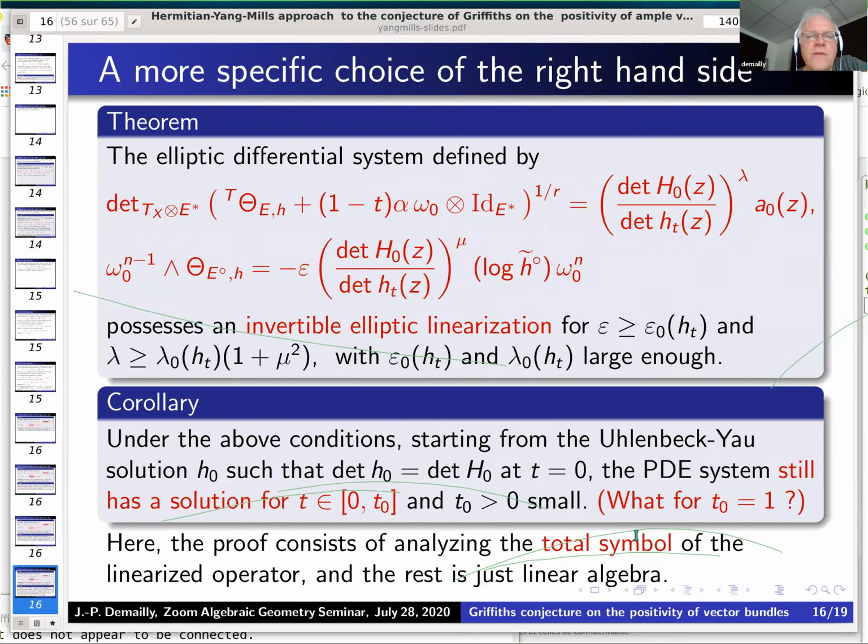In that case, you have to analyze not just the principal symbol, but the total symbol. So you have to look at the second derivative that appears here in the curvature tensor, but also the lower order terms, for instance, zero order terms from the determinant. This is just linear algebra.